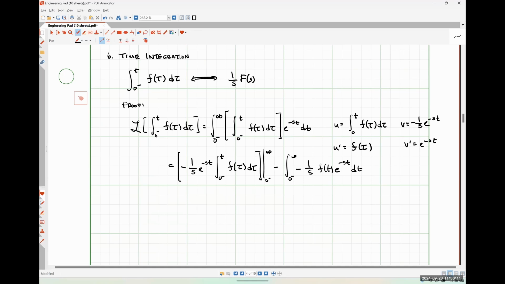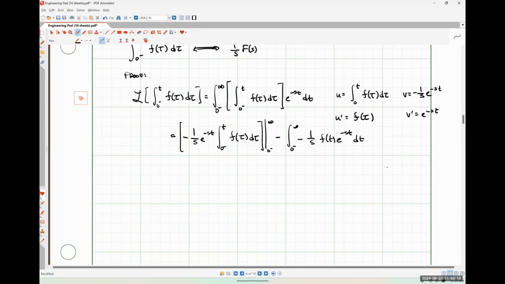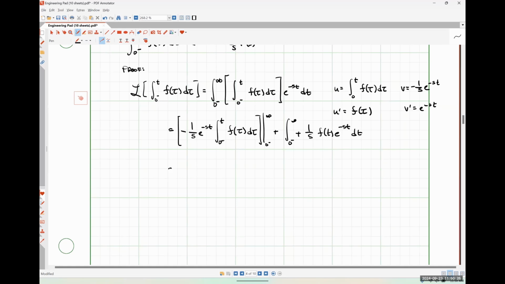The minus signs cancel each other out. So this minus times this minus becomes a plus, and we literally just have the definition of the Laplace transform multiplied by a factor of 1 over s. So this looks like 1 over s integral from 0 minus to infinity f of t e to the negative st dt, or 1 over s F of s.